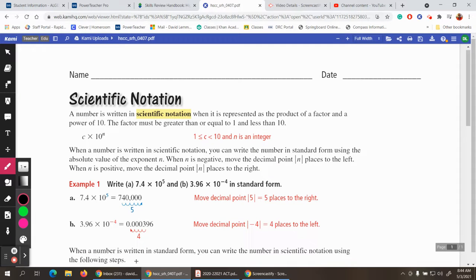Alright, so scientific notation. This is something that they expect you to learn and master in the 8th grade. So that's kind of why we're going over it here. A number is written in scientific notation when it is represented as a product of a factor and a power of 10. The factor must be greater than or equal to 1 and less than 10.